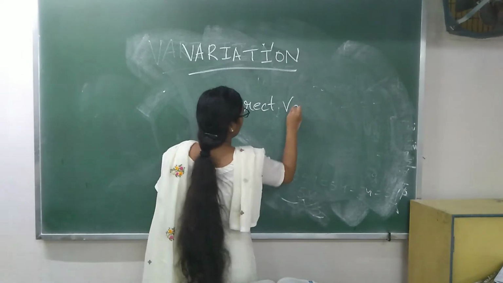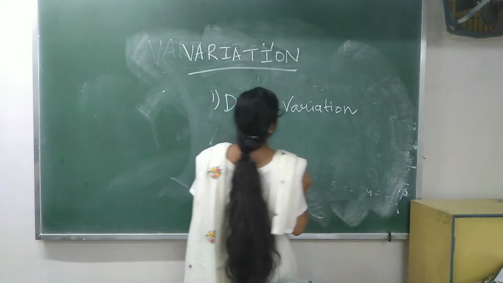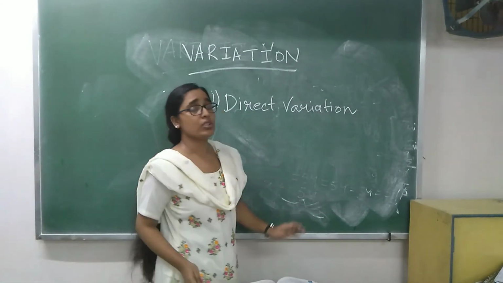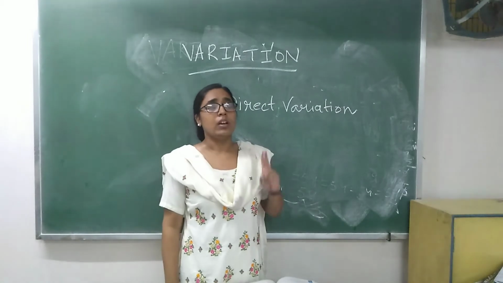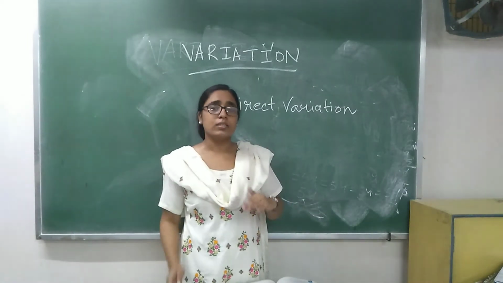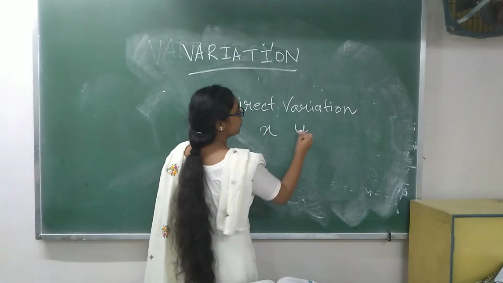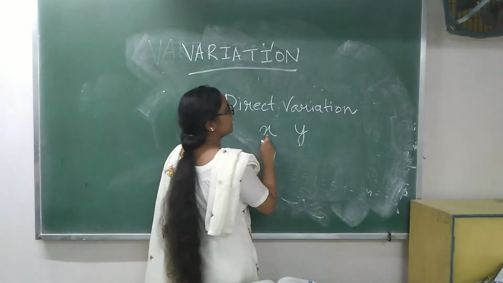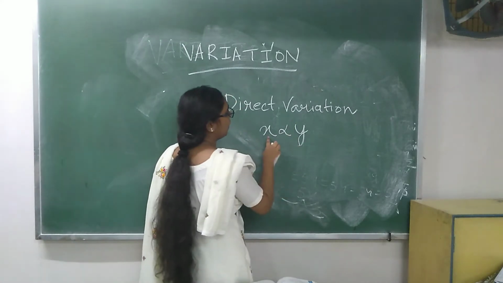D-I-R-E-C-T, direct variation. So what is direct variation? Direct variation is a variation in which two variables increase or decrease together. It means that if x increases, y will also increase. If x decreases, y will also decrease. And the variation sign is this. How will we read this one?